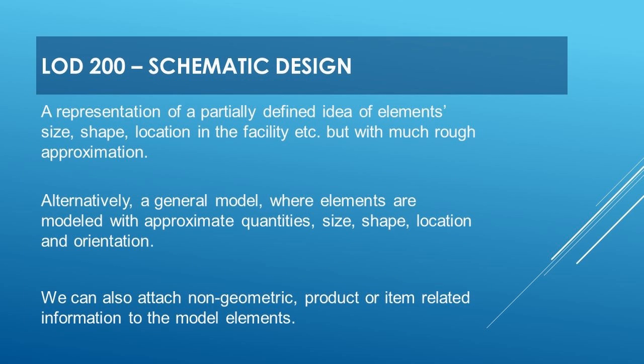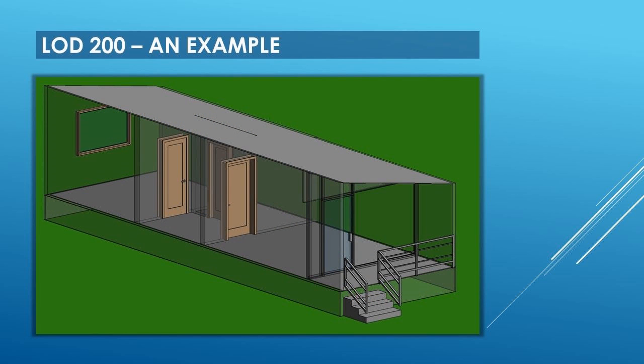LOD 200, Schematic Design. A representation of a partially defined idea of element size, shape, location in the facility, etc., but with much rough approximation. Alternatively, a general model, where elements are modeled with approximate quantities, size, shape, location and orientation. We can also attach non-geometric, product or item related information to the model elements. Here is an example of LOD 200.